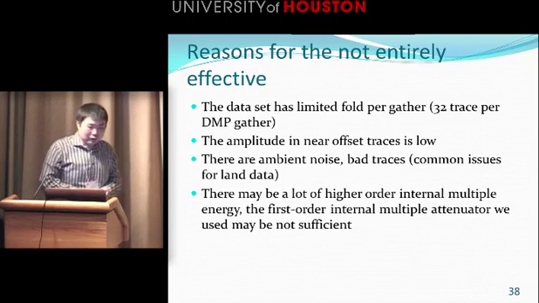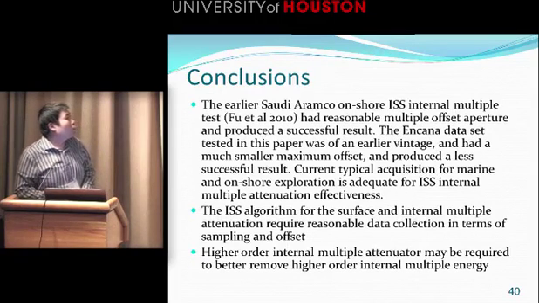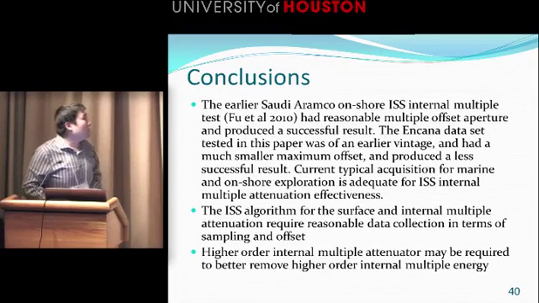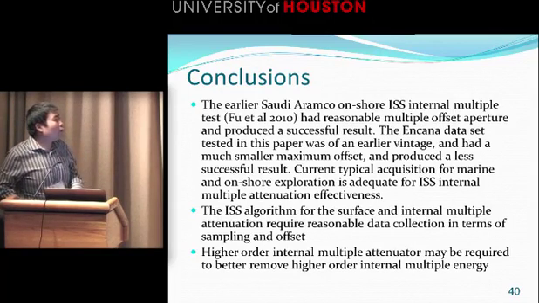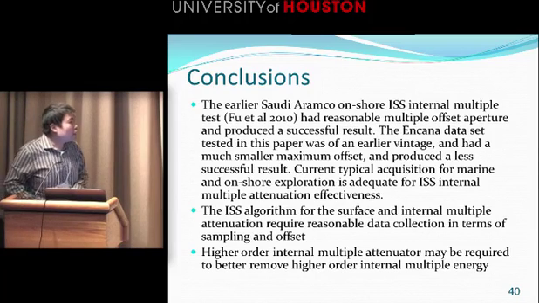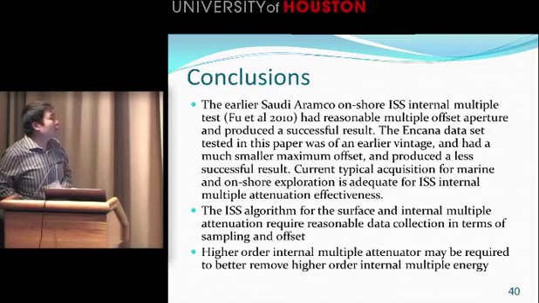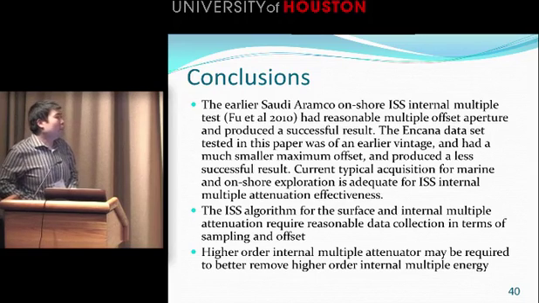Now let's draw the conclusions. An early, radial onshore ISS internal multiple test had reasonable multiple offset aperture and produced a successful result. The Encana data test I showed here was of an early vintage, so it has a much smaller maximum offset, and that produced a less successful result.